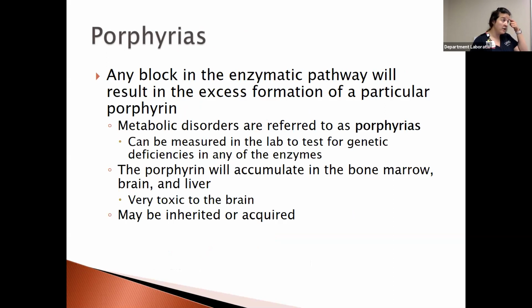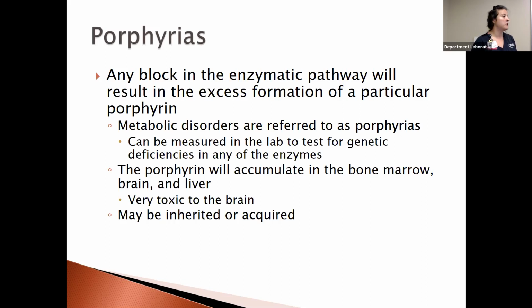And again, if you have any excess blockage in those enzymes, you'll have excess formation of one of those porphyrins. And those disorders are termed porphyrias. You can see those porphyrins will accumulate in the liver and the bone marrow. They can even travel to the brain. It's very toxic if they break the blood-brain barrier. If they break that, it can be very toxic once it gets into the central nervous system.